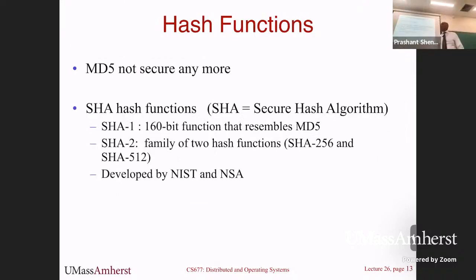So there are other families of functions. One is called SHA, which stands for secure hash function. That's a family of hash functions, not just one. You can use 160-bit hashing. You can now use 256-bit hashing, that's called SHA-256. And 512-bit hashing, that's 512 bits to do the hash function, and so on.